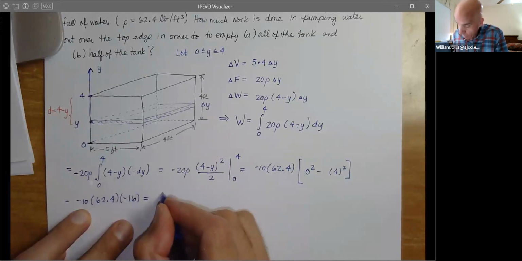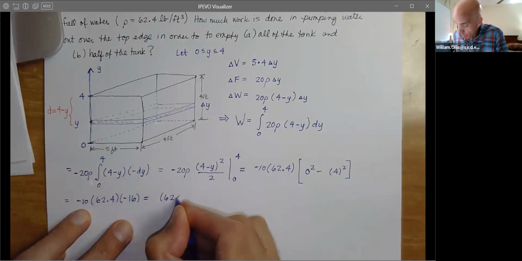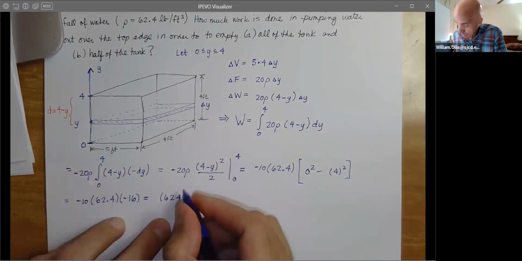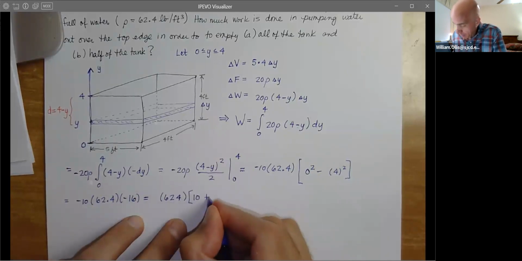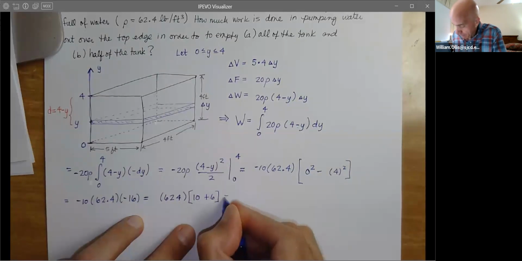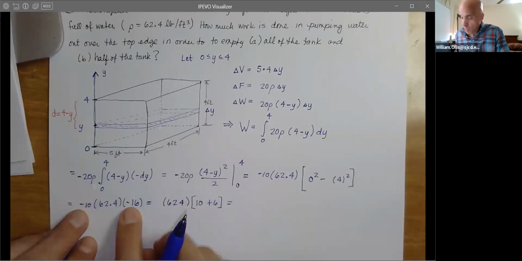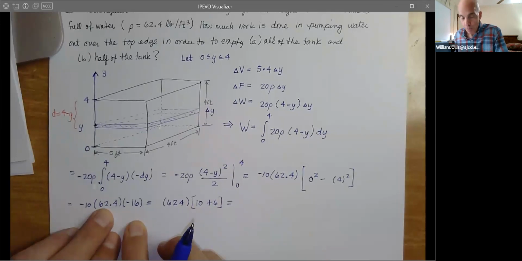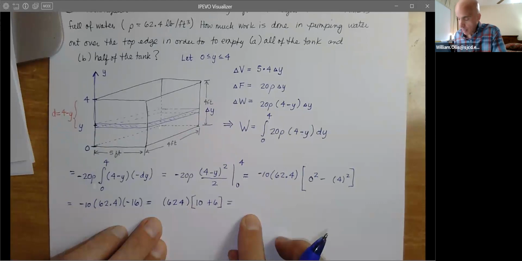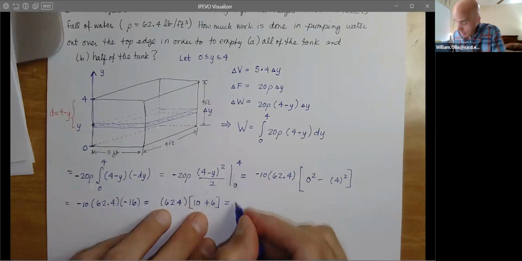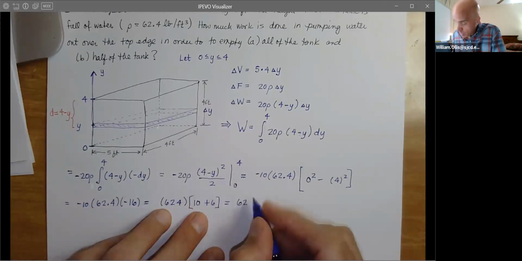So this will be what? 6, 2, 4. And then we can write the 16 as 10 plus 6. So again, the negatives absorb, hit the 62.4 with the 10 to give us this. And so that's all clean. And so now multiplication by 10 is easy, 6,240.